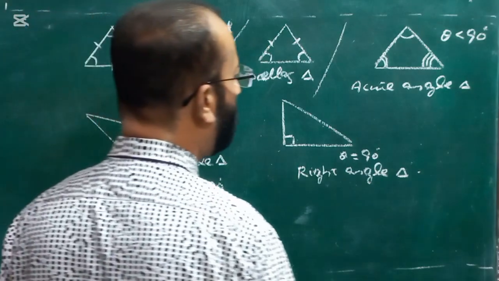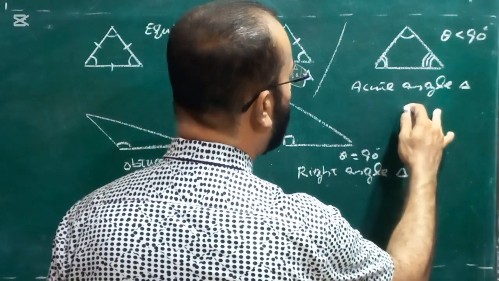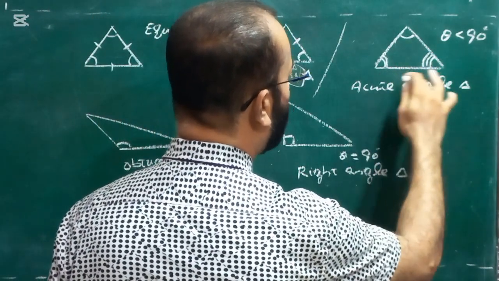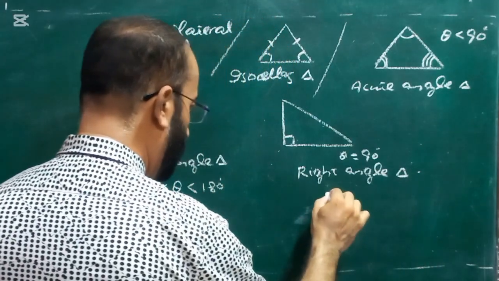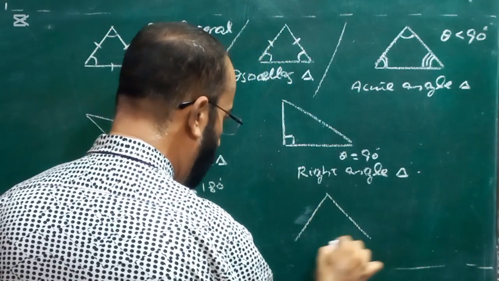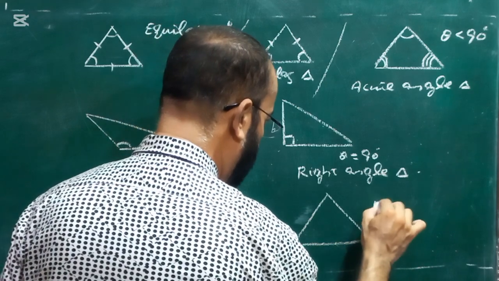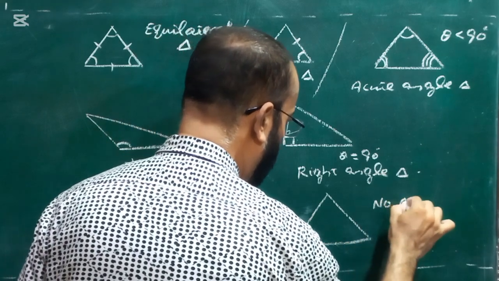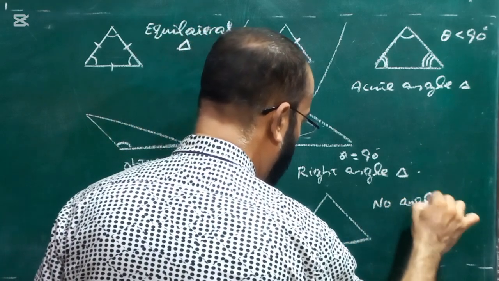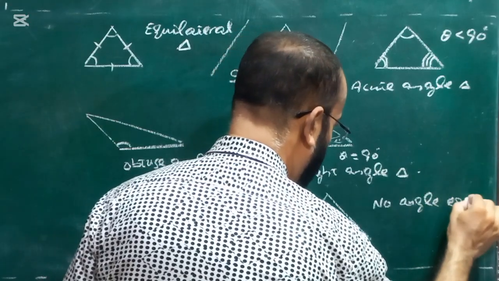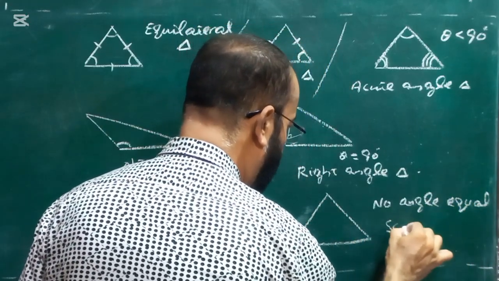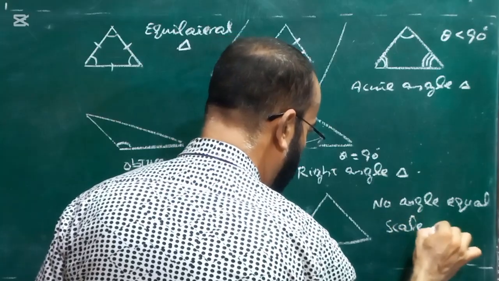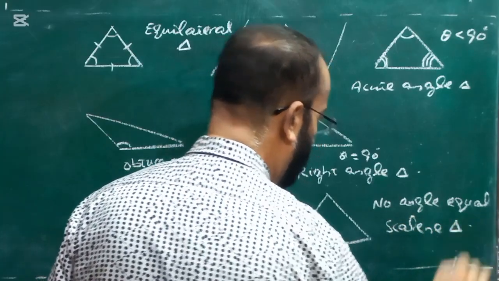Here is another type of triangle. An acute angle triangle is a triangle in which all angles are acute. Another triangle is here in which no angle is equal. That kind of triangle is called a scalene triangle.